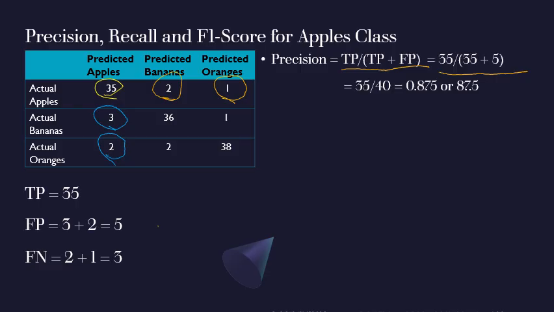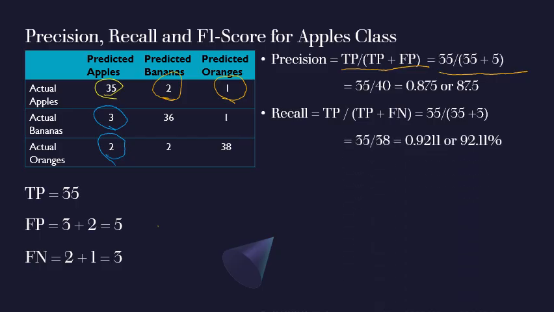Now let's take a look at the performance of the model in terms of recall. So we have here the formula and then let's substitute it. We got 0.9211 or 92.11%. This suggests that 92.11% of actual apples are correctly identified.